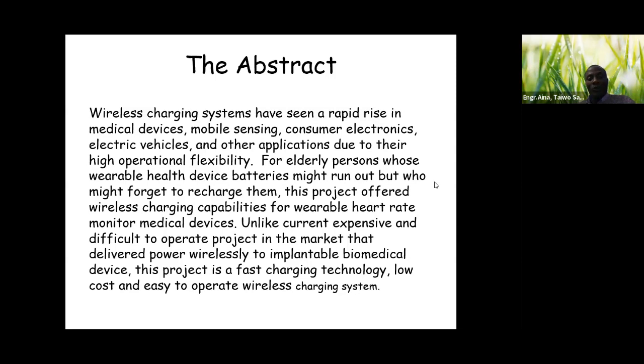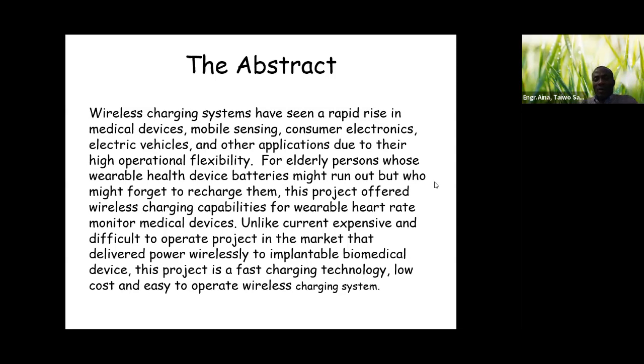This project offered wireless charging capability for a wearable heart rate monitor medical device. Now, the second line tells you the problem we are trying to address in this project. This project is for elderly people who put on wearable health devices, and because those wearable devices require continuous charging, they may forget, because of their old age, to charge them. Therefore, we are trying to get a system that can charge their battery wirelessly, without them even using a wire.